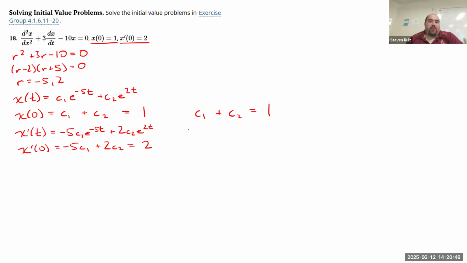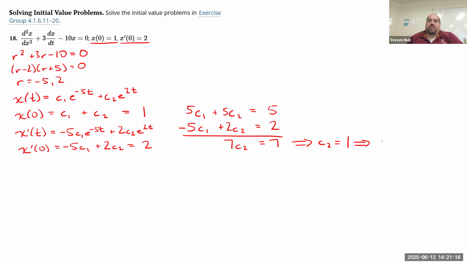I guess I'll go ahead and do that now. I'm going to multiply this equation by 5. So 5c1 plus 5c2 equals 5. And then I'll just write my other equation below it. Negative 5c1 plus 2c2 equals 2. And what do I get here? I get that 7c2 equals 7, which gives me that c2 equals 1, which I believe also tells me that c1 equals 0.